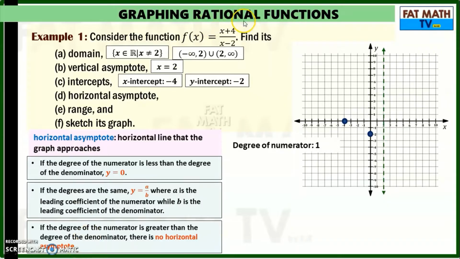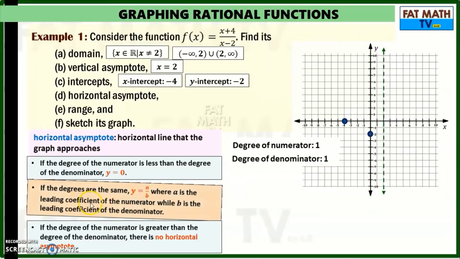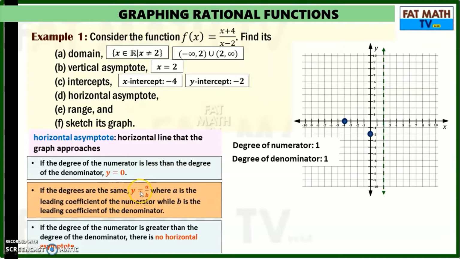So the degree of the numerator, since this is a linear function, x plus 4, the degree is the exponent of x. So highest exponent is 1, so the degree is 1. For the denominator, the degree is also 1 since the exponent of x here is 1. So the degree of the numerator and the degree of the denominator are both 1, so they are equal. So the horizontal asymptote is a over b.